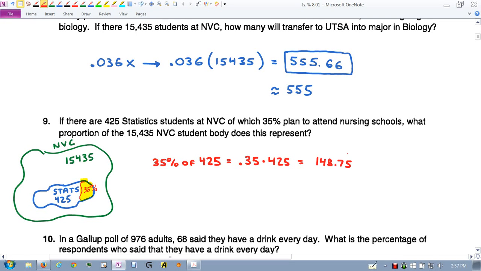Yep. Pretty good. So why don't we say that that's approximately 149? So of the 425 students within the stats group, 35% of them are going to go to nursing. Well, that means about 149 of them are going to go to nursing. Understand? All right. What proportion, what fraction of the 15,000 students at NBC does this represent?